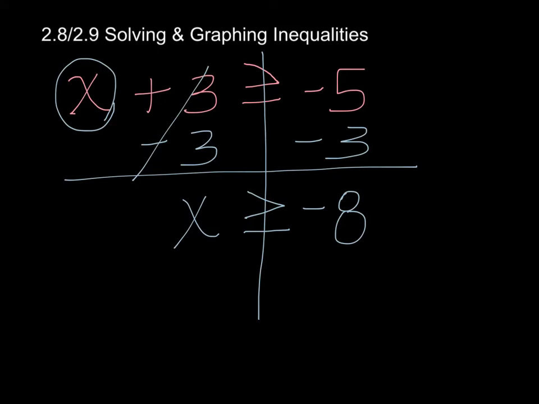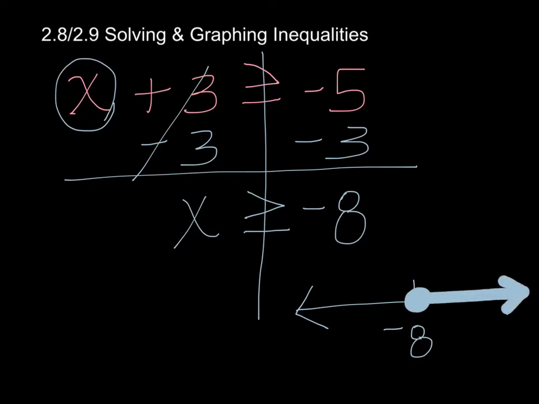On a number line, what that would look like is that we would need to indicate that negative 8 can be the solution. And so we could put a solid dot over negative 8, indicating that negative 8 is a possible solution. And then we would draw an arrow to the right, indicating that all of the values that are larger than our negative 8 are solutions. So that would include numbers like negative 7, but not negative 9.